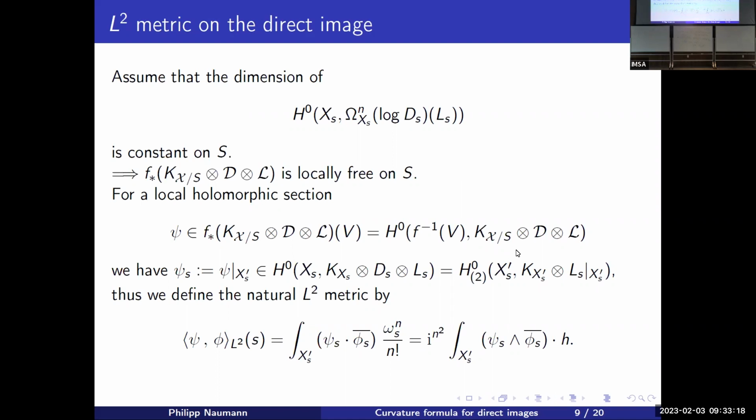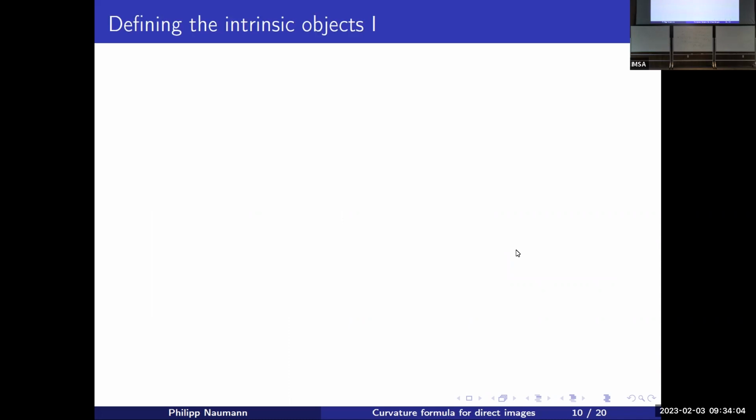Then okay, we have the metric. Then the question is, can we get a nice curvature formula? For this, the curvature formula will consist of two terms, and there will appear some natural objects coming out of the given geometry, because remember we have some variation in the complex structure. We have some variation in the line bundle and also in the Hermitian metric of the line bundle. This needs to be reflected in the resulting curvature formula. And those intrinsic objects I'm going to introduce now. There will be just two of them.